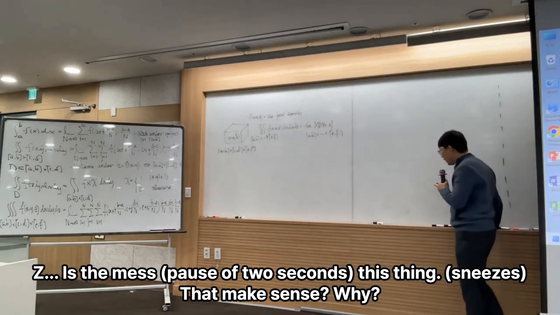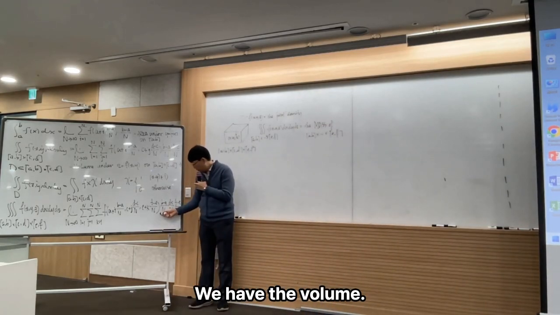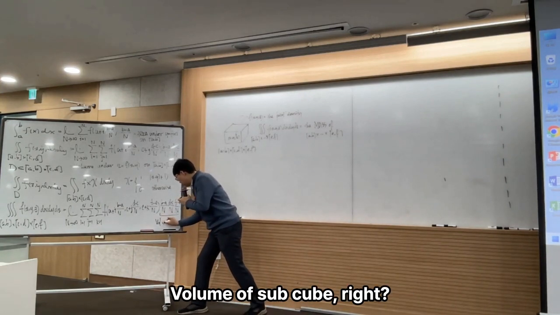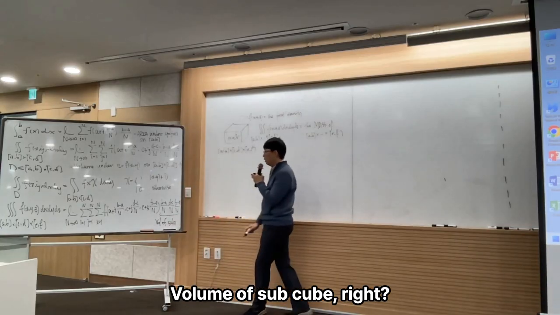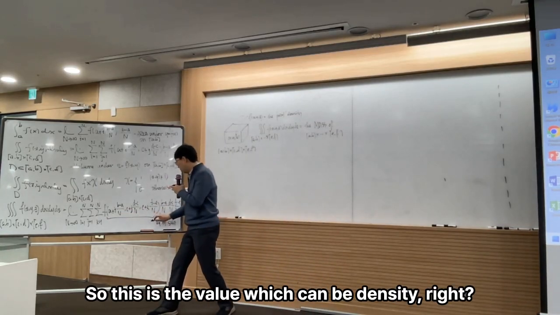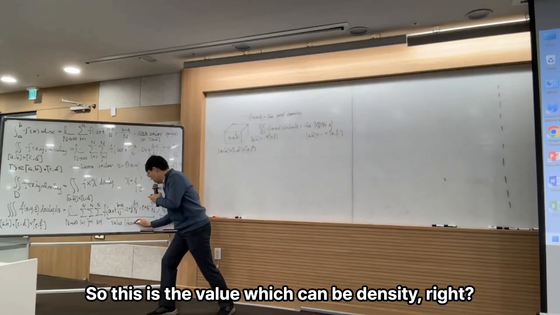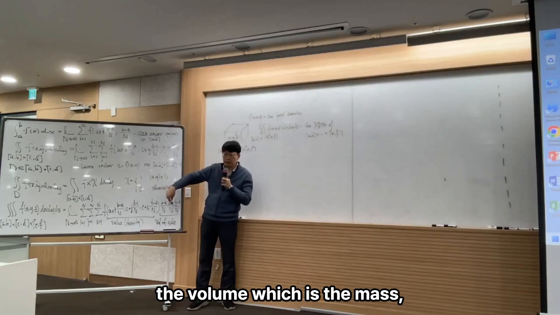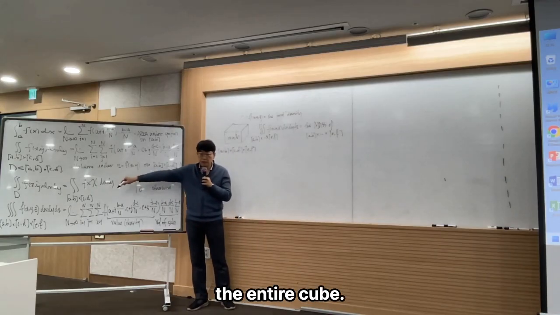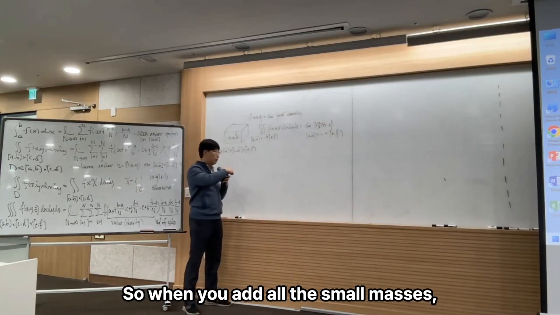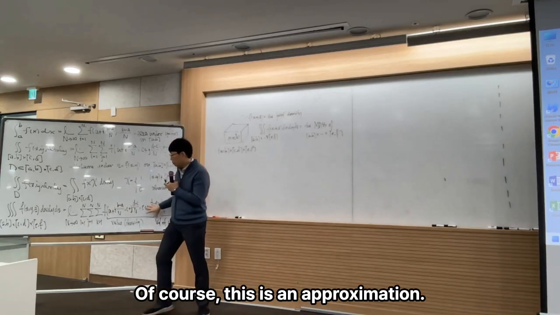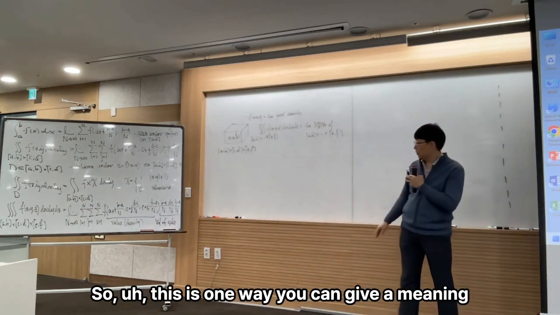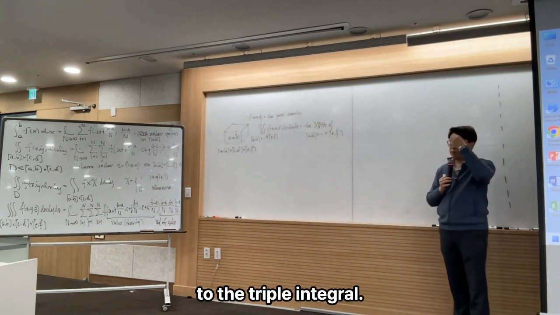It makes sense. Why? Because look at the definition here. We have a volume of a small cube, the volume of a sub-cube. Right? And what is this? This is the value which can be density. So basically we are adding density times the volume, which is the mass of a small cube which subdivides the entire cube. So when you add all the small masses, you get the entire mass. Of course, this is an approximation when you just simply add them. So when you take the limit, you get the accurate mass. So this is one way you can give a meaning to the triple integral.